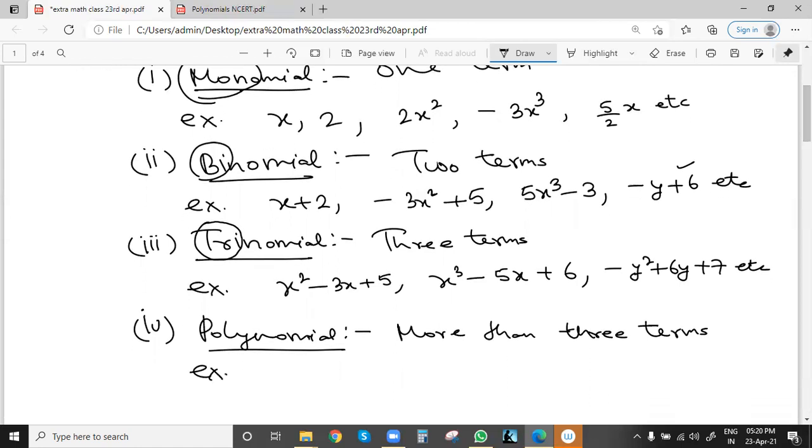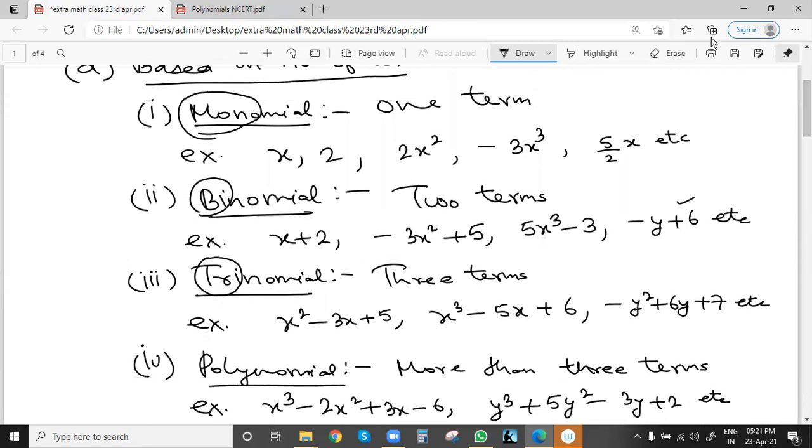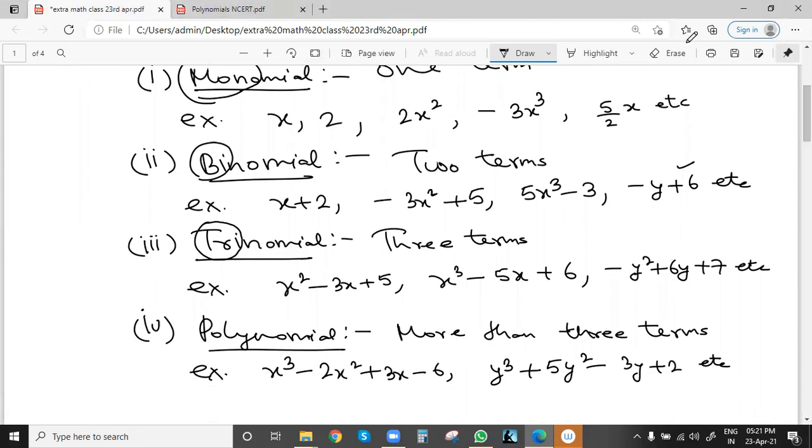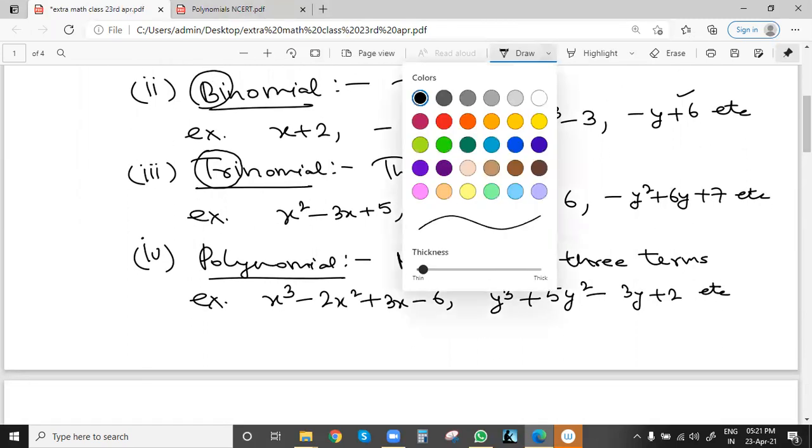An example of a polynomial having four terms is x cube minus 2x square plus 3x minus 6, or y cube minus 5y square minus 3y plus 2, etc. It has four terms. So four or more terms, more than three terms, 4, 5, 6, will be called simply polynomial. Understood this, Hemant? Yes, sir. Now two questions based on these types.